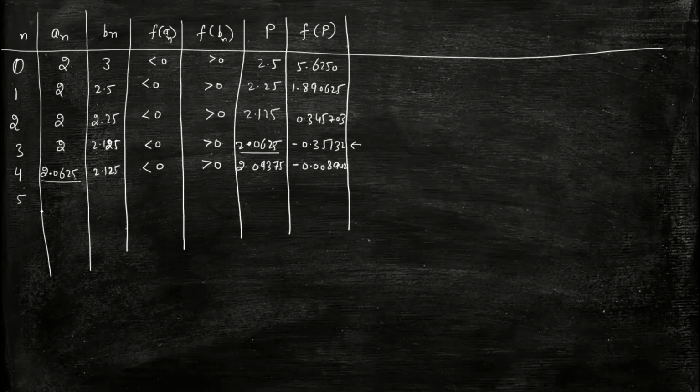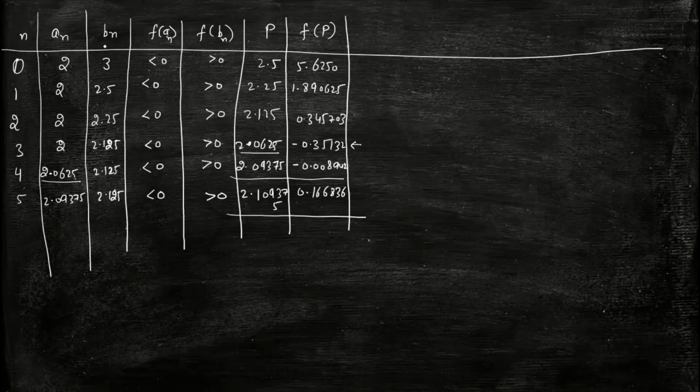Let's do one more iteration. Here we have f(p) less than 0, so p will replace a. Here we have 2.09375, b will remain as it is, and the p value will be 2.109375, and its function value is 0.166836. Here we can see that the previous value of p was very close to 0, but this value of p is not close to 0. Can we deduce something from it?